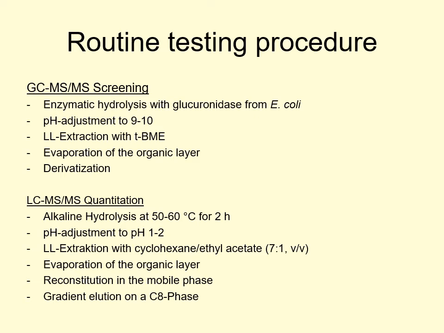Since it is known that enzymatic hydrolysis using glucuronidase is not complete for quantification, an alkaline hydrolysis using potassium hydroxide solution is performed. After alkaline hydrolysis, the sample is extracted using cyclohexane ethyl acetate. The organic layer is separated and evaporated to dryness. After reconstitution with a mobile phase, the sample is measured using HPLC-MS using a gradient elution on a C8 stationary phase.